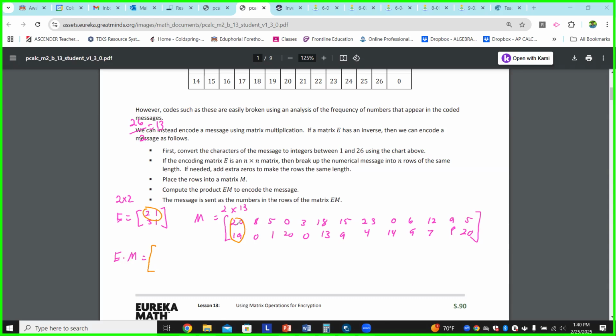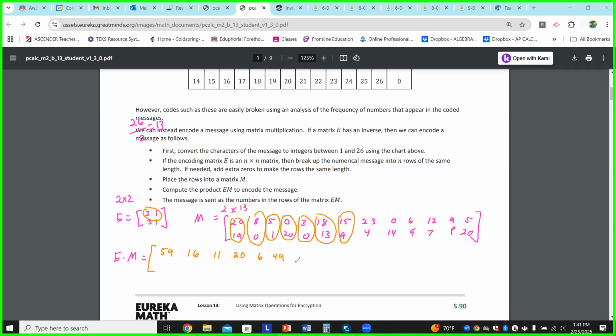2 times 20 plus 19, 59. And then keep repeating the process. 2 times 8 plus 0, 16. 2 times 5 plus 1. 2 times 0 plus 20. 2 times 3 plus 0, 6. 2 times 18 plus 13, 49. Oh, 49, you're right. 36 plus 13 is 49.